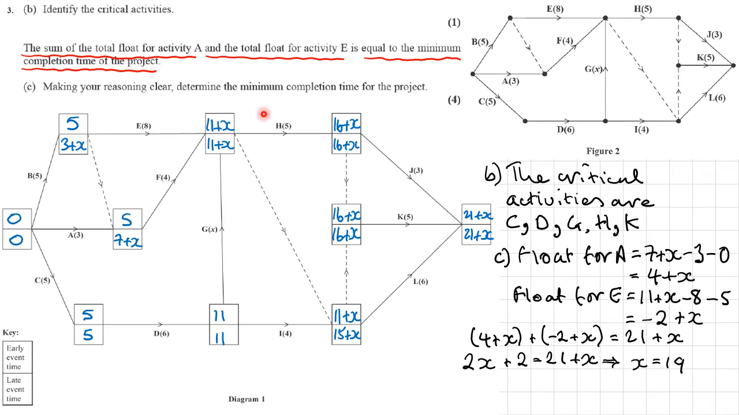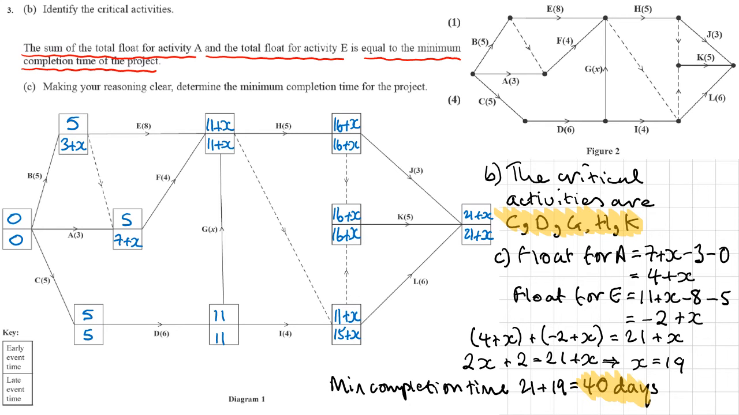So we've got the value of x. We need to determine the minimum completion time. The minimum completion time will be 21 plus x, that's 21 plus 19, so that's going to be 40, and it's in days, because right at the beginning of the question it talks about days, these numbers standing for days. Okay, so let's just highlight those answers: critical activities and the minimum completion time.